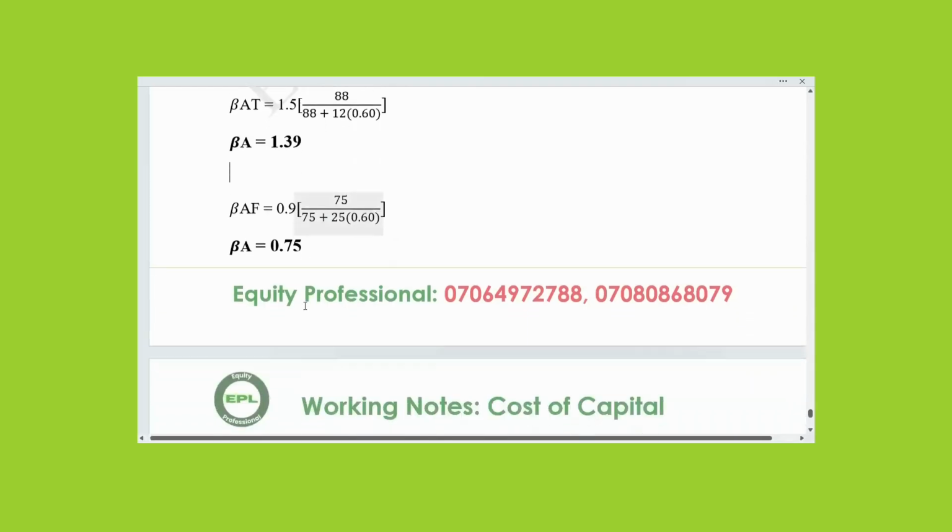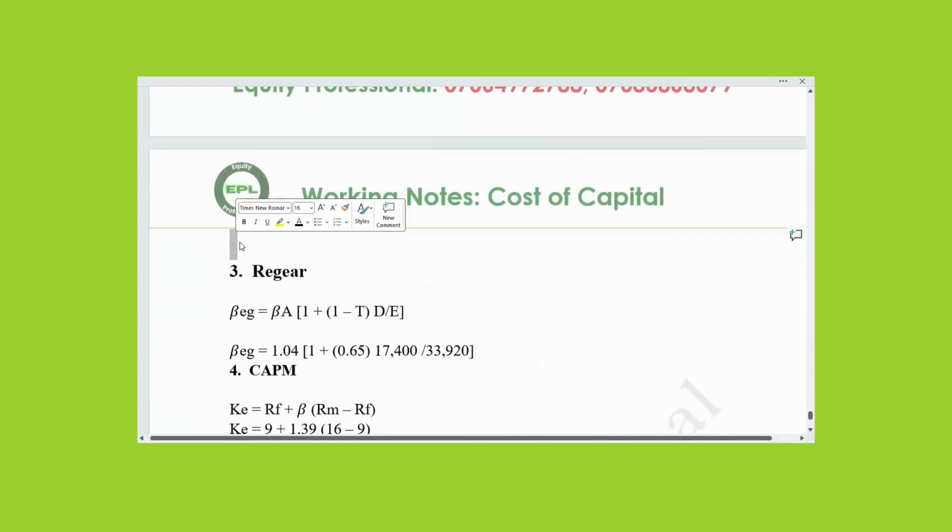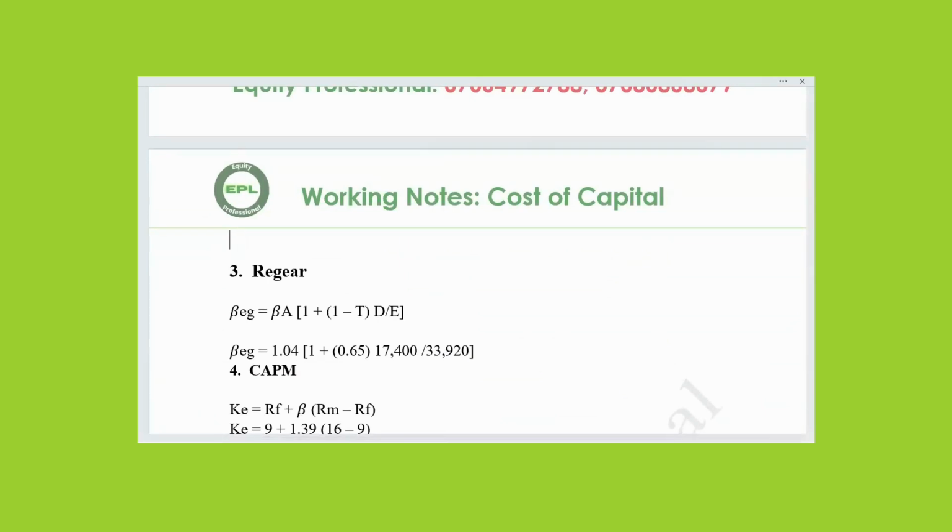Now that we have the beta of training as well as the beta of financial service, we can then go ahead to calculate market value. Step 3 says we calculate market value of equity and debts of each of the activity. Okay, I will then say calculating market value of equity and debt of training and financial.